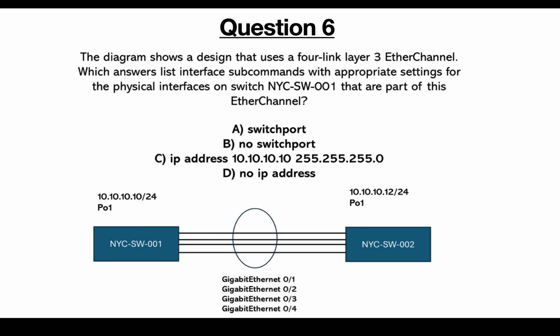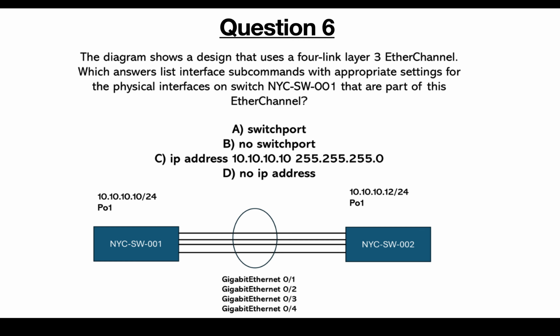Question number 6. So the diagram here shows a design that uses a 4-link layer 3 ether channel. Which answers list interface subcommands with appropriate settings for the physical interfaces on switch New York City switch 001 that are part of this ether channel? A, switch port, B, no switch port, C, IP address 10.10.10.10, 255.255.255.0, and D, no IP address.